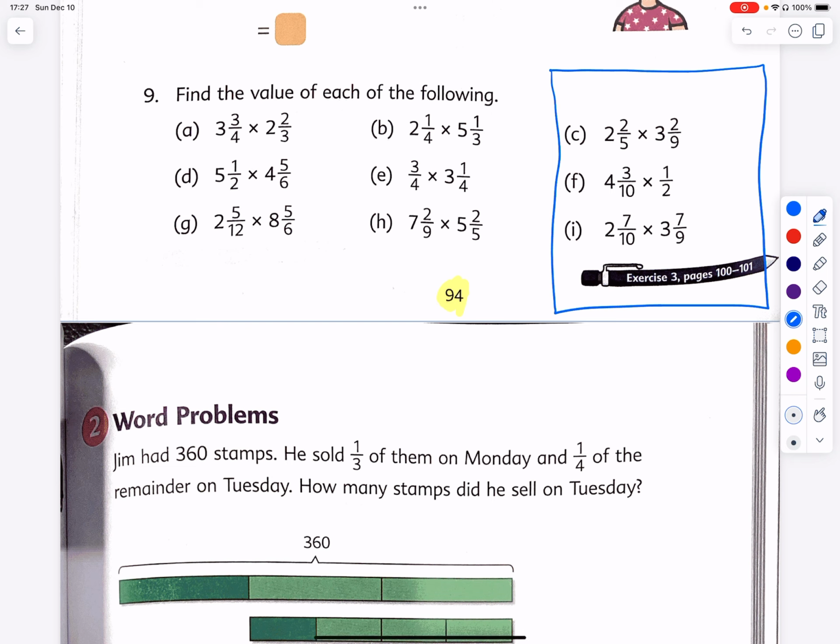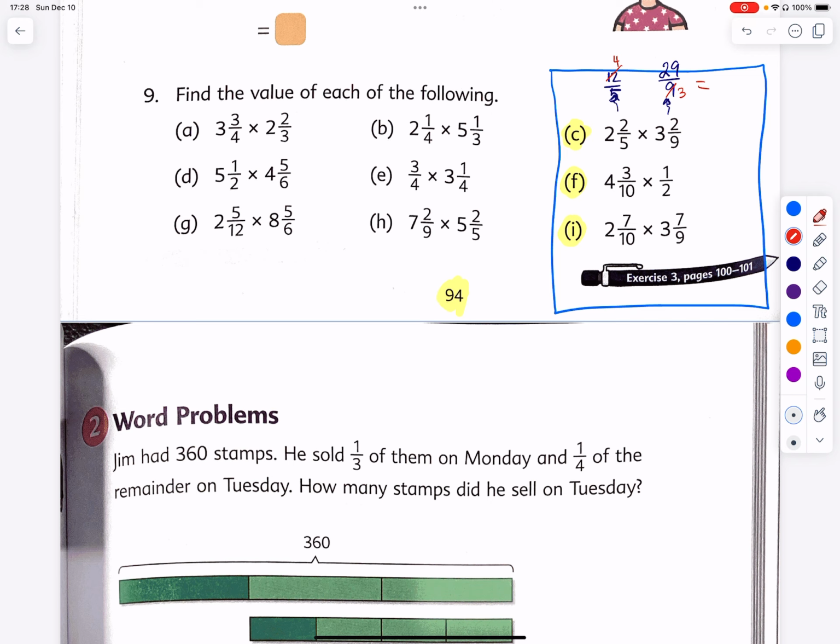So we have example C, example F, and example I. Let's work on example C, okay? 2 2/5. Let's convert each of these factors into improper fractions. 2 times 5 is 10, plus 2 gives you 12/5. And 3 2/9 gives you 29/9. So let's go ahead and cancel. 12 and 9 are both divisible by 3. This gives you 4, and this gives you 3.